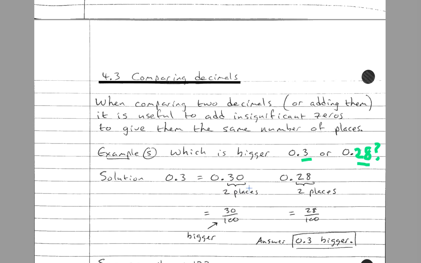So instead of simplifying now, we're adding zeros just to get the number of places to match. If you add that insignificant 0 here, you haven't changed the number, but now it has two places. This has two places, and now we can compare them as a fraction. This is 30 over 100, and this is 28 over 100. So now we can see that this one is bigger. So 0.3 is bigger than 0.28.